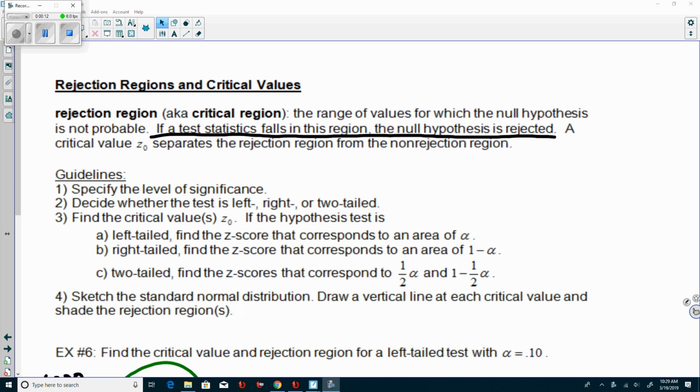Okay, anyways, rejection regions and critical values. This is going to be your step 4. So the step 4 we already have is a p-value. This is another alternative method to test for step 4.